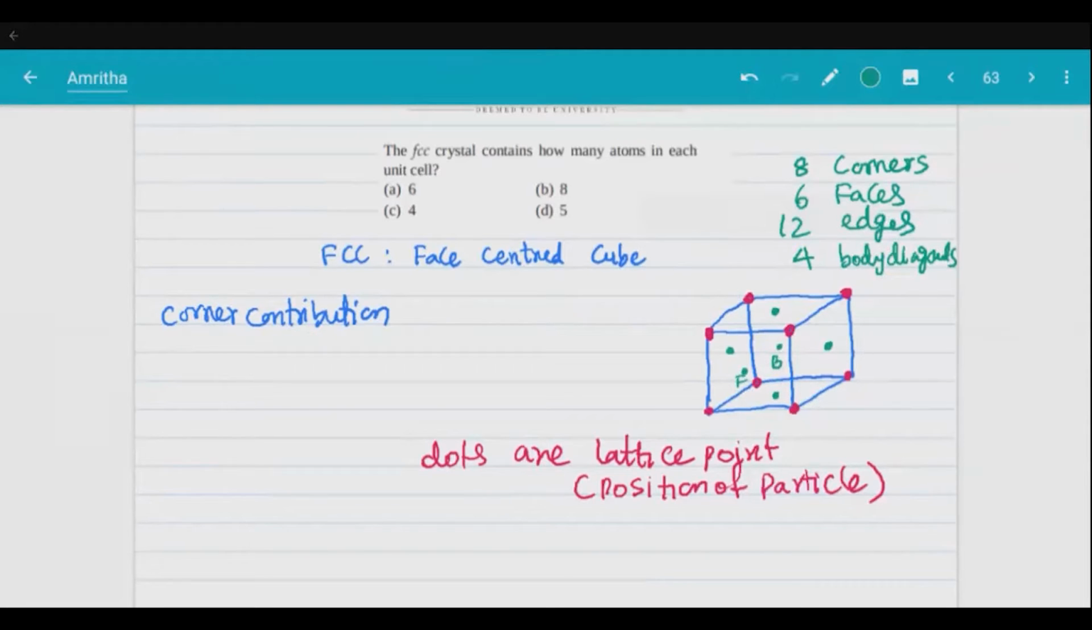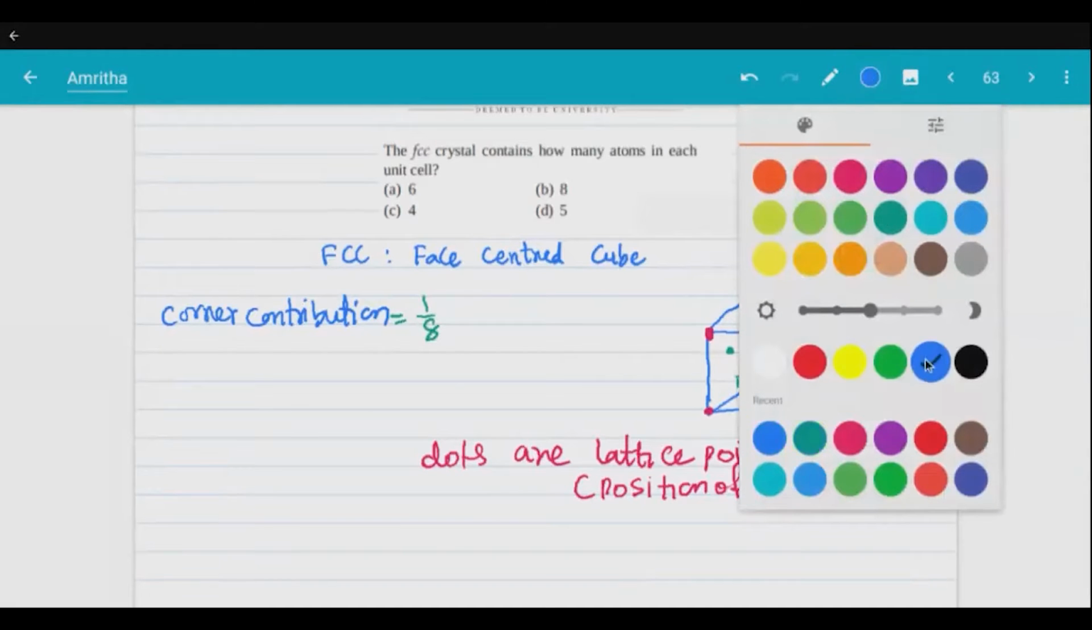Corner contribution is how much? It can share with other 8 such unit cells. But what is a unit cell? This is the smallest part. If you repeat it in different directions, up, down, front, back, left, right, this will give the entire structure of the crystal. Okay, corner contribution is 1/8.